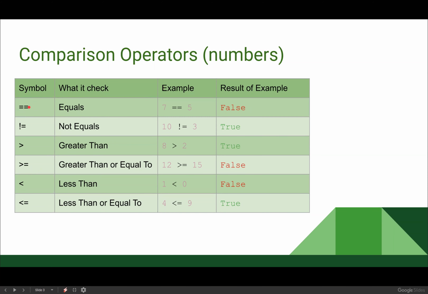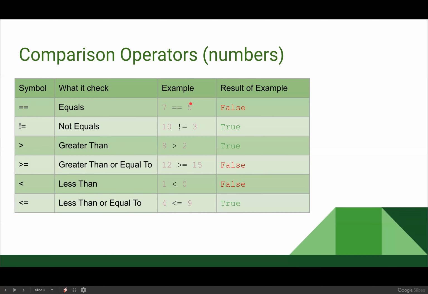We have equals equals, which is going to check if two values are the same as one another. Notice that there are 2 equal signs here, and that is because one equal sign is what we use to assign a value to a variable. So we need to use 2 to check if 2 values are identical. We use exclamation point equals to check if 2 values are not the same as each other. We can use the greater than and less than symbols, and we can use those in tandem with an equal sign to check if something is greater than or equal to another value.